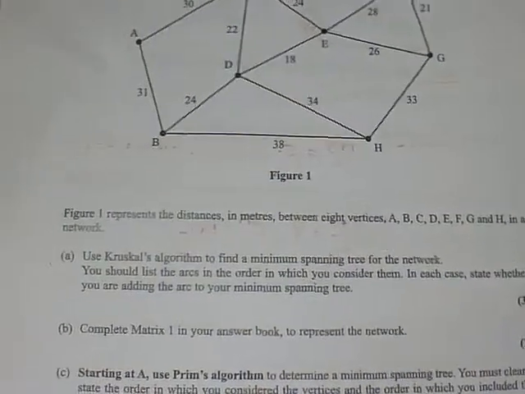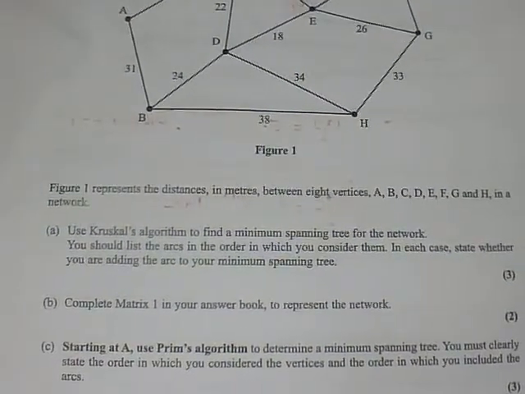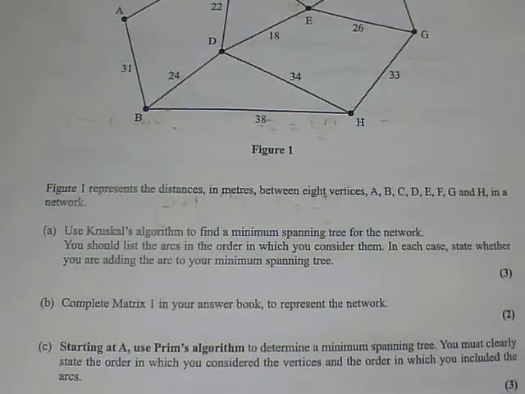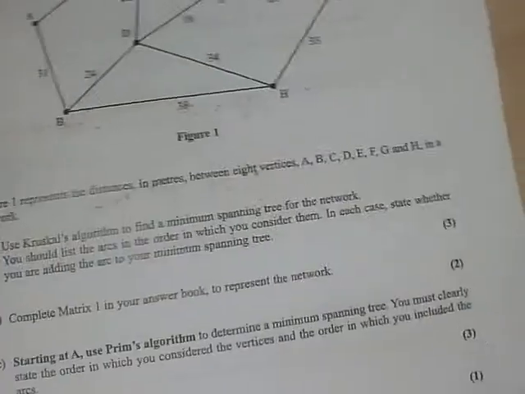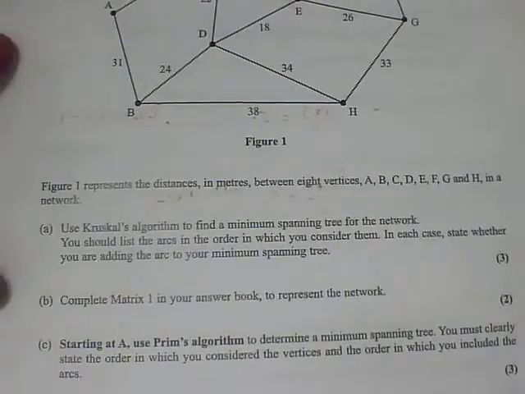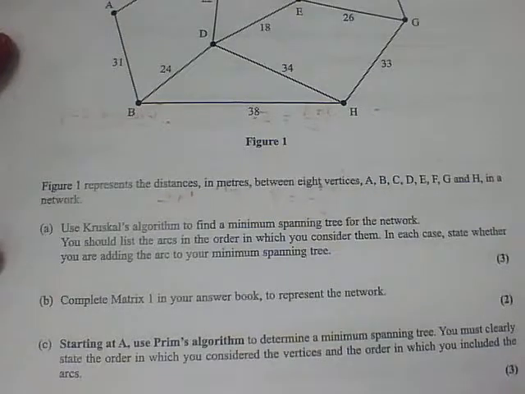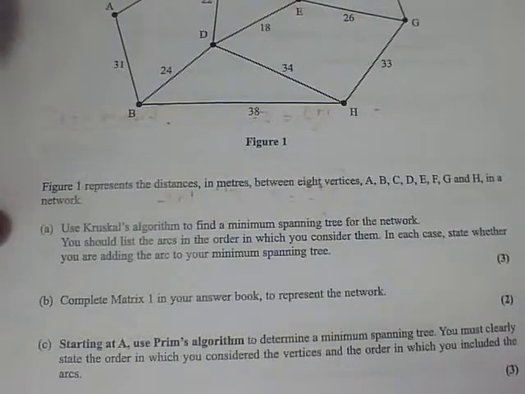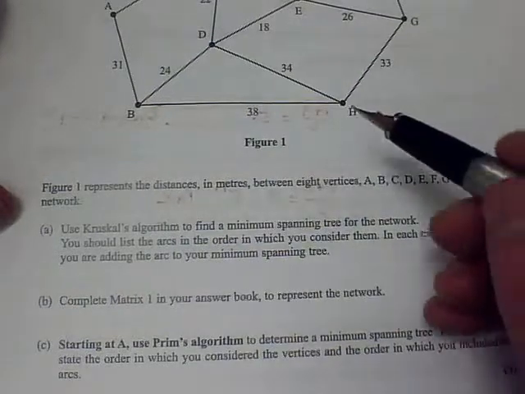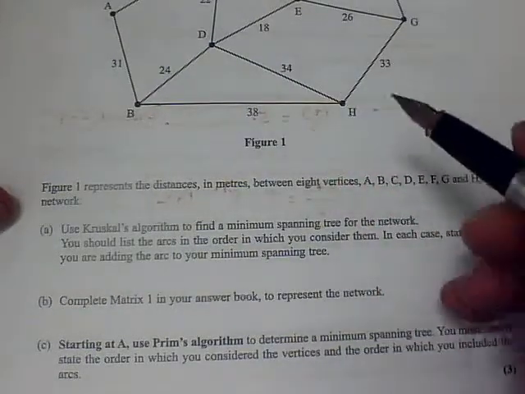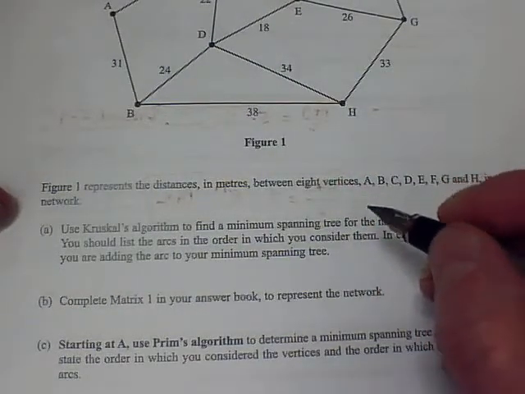Okay, in question 2, we're starting off with Kruskal's. Most of you know what this is. If you don't know what it is, learn it. Kruskal's is the one where you list all of the arcs in increasing order. So be very careful that you do choose them in the correct order, and then you reject some.